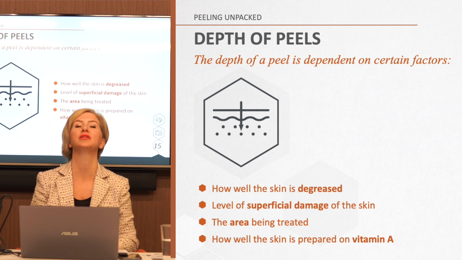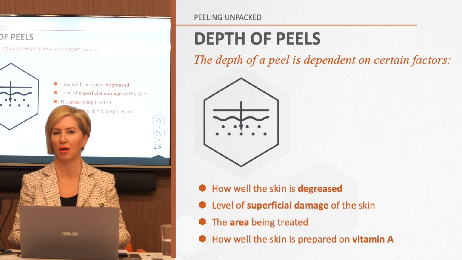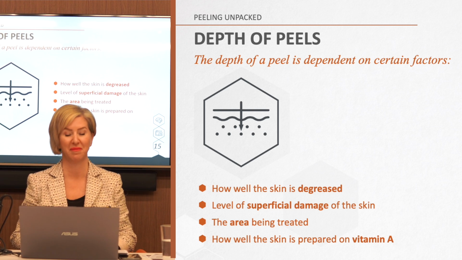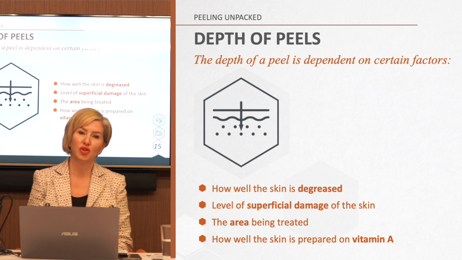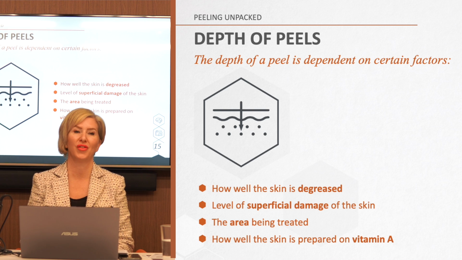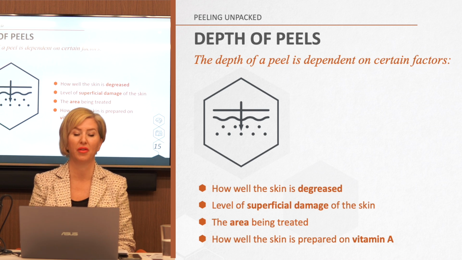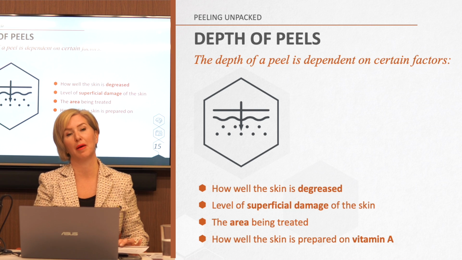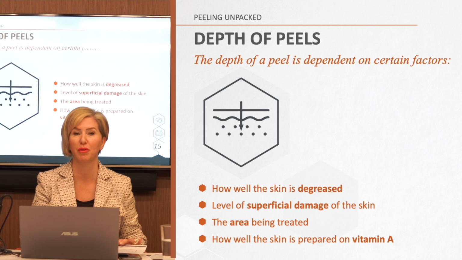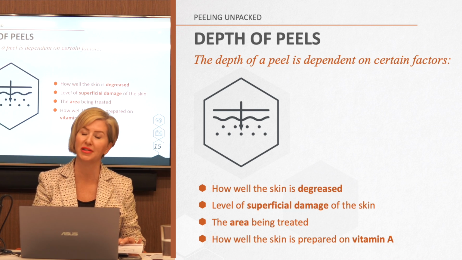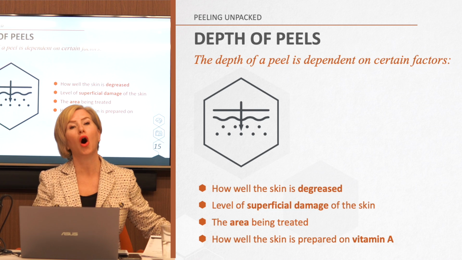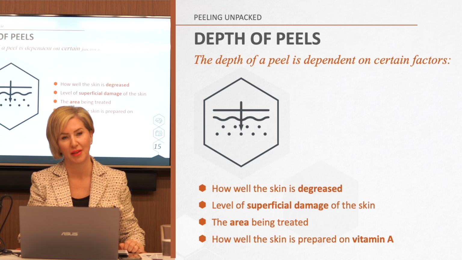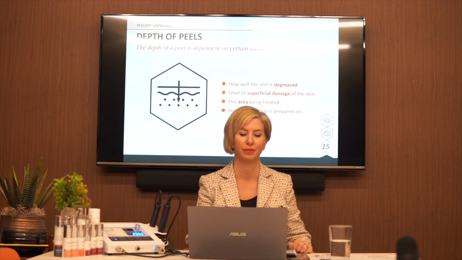So, of course, those individuals with worse skin conditions than others, you're going to see a better effect over time. The area being treated, and finally, how well the skin is prepped in advance with the vitamin A. Because we know when we properly prep the skin with vitamin A in advance of a cool peel treatment, we optimize its ability to accept that subsequent care that we offer in our treatment process.